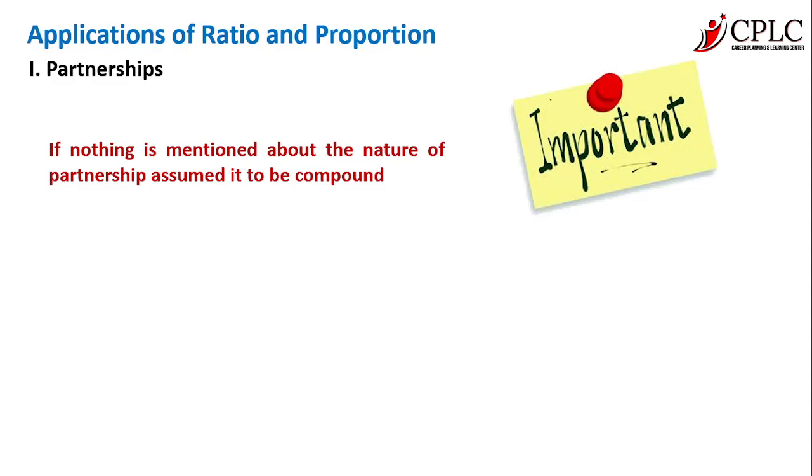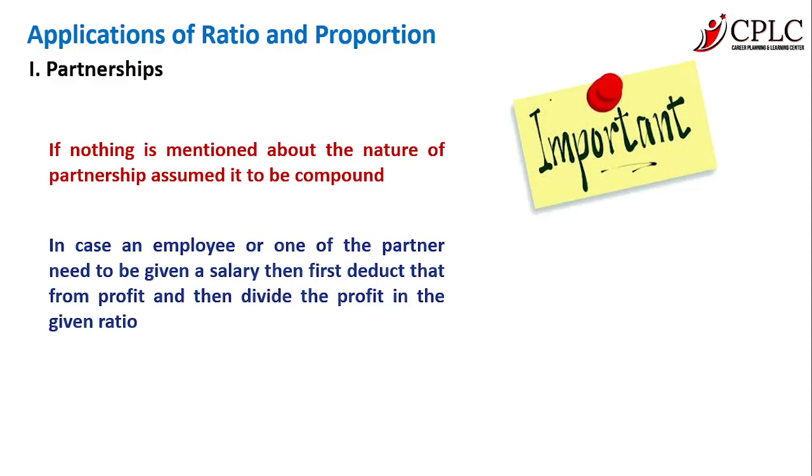The second note talks about salary, which is given to a partner or a business employee. Ideally, the salary of the business partner or the employee is supposed to be subtracted from the overall profit first, and then whatever is the leftover amount, we divide that in the desired ratio. If you do not subtract that salary and directly divide the profit in the desired ratio, then of course that becomes an incorrect calculation.